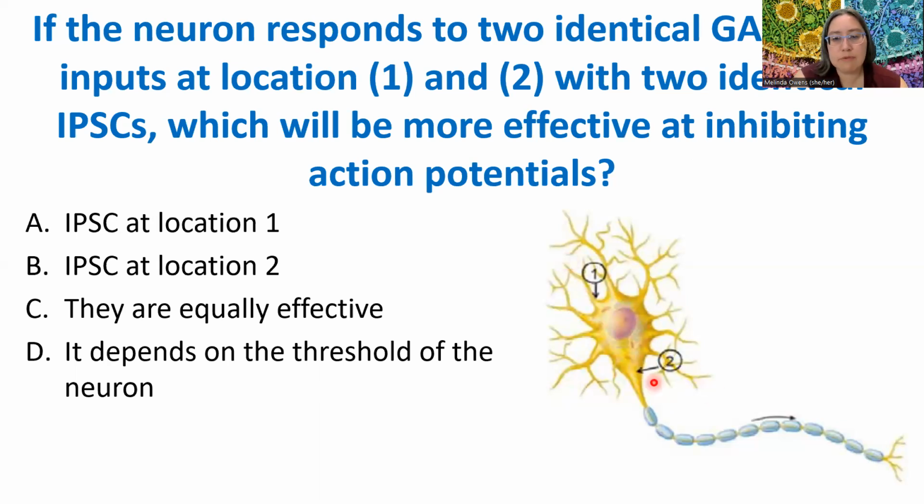Okay, which one will be better? Well, if you think about it, where does the action potential start? The action potential starts at the axon hillock right here.